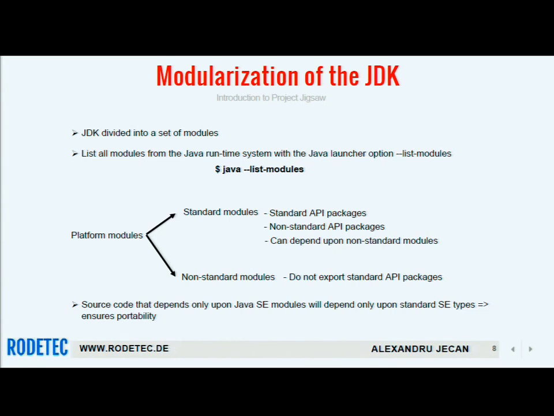There are two kinds of platform modules, standard modules and non-standard modules. Standard ones are the ones that start with java and javax. These contain standard API packages and non-standard API packages, and they can also depend upon non-standard modules. The non-standard modules do not export standard API packages. That's very important because source code that depends only upon Java SE modules will depend only upon Java SE standard types, and this ensures portability across multiple implementations.